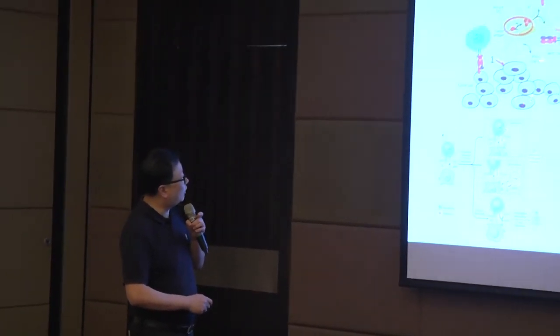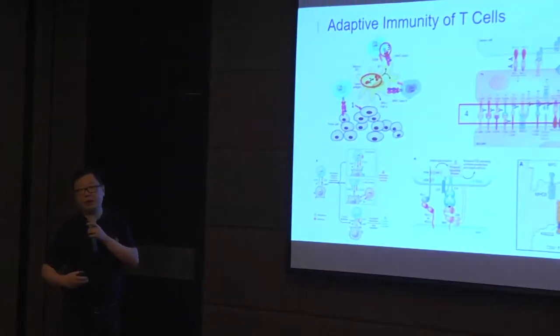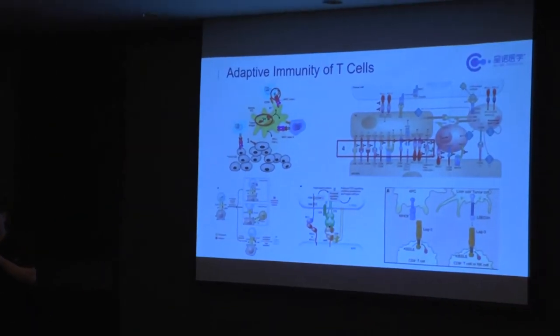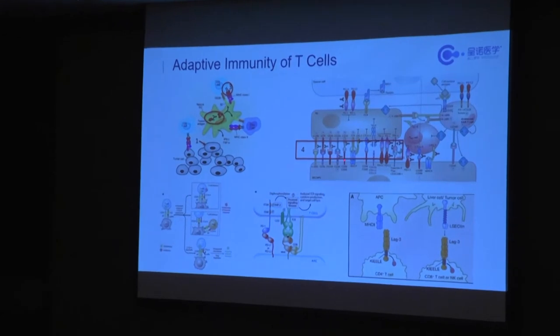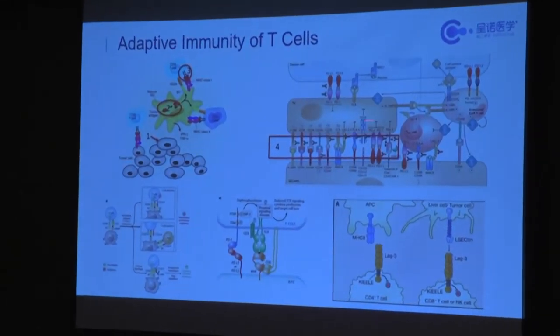Also, the T cells recognize the antigen on the surface of the tumor, but the T cells can be inhibited. So we need to release this inhibition. At the moment, we have a couple of drugs, called CTLA-4, PD-1 or PD-L1 inhibitors, to do that.